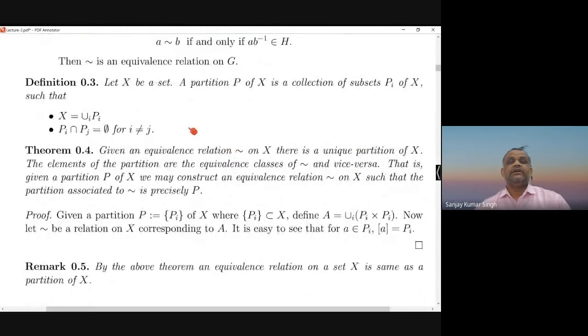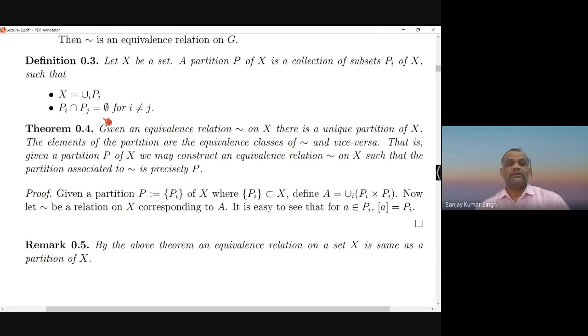But I said in the beginning, I have taken a set, I partition them, and then I have defined a relation. Now I want to do it conversely. Let X be a set, and let me define what is meant by partition. A partition P of X is a collection of subsets Pi of X such that X can be written as a union of Pi's, and the intersection between any two, Pi and Pj, should be empty. Sorry, it means all Pi's are disjoint and X can be written as the complete union of them.